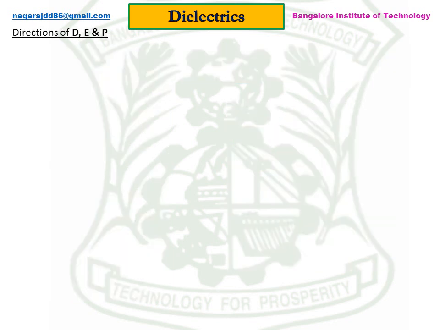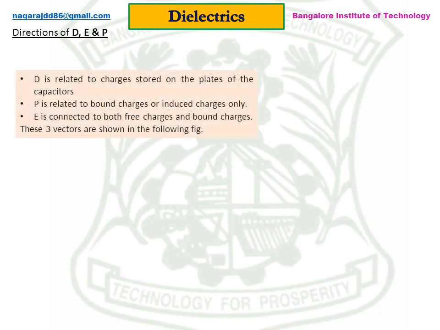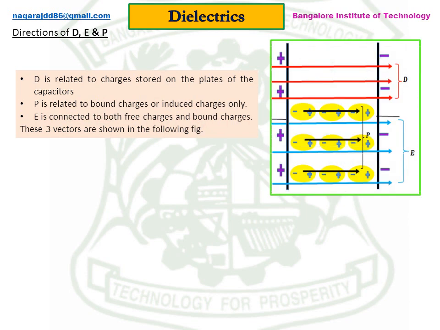Coming to the last part of this discussion, directions of three vectors. D is related to charges stored on the plates of the capacitors. P is related to bound charges or induced charges. That means D comes into picture only when there is no material medium between the two plates of the capacitor. P comes into picture only when there is a material medium like dielectric between the plates of the capacitor. But E is connected to both free charges and bound charges. And here is the diagram.